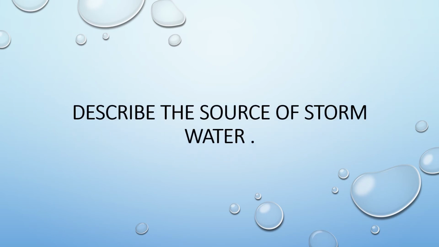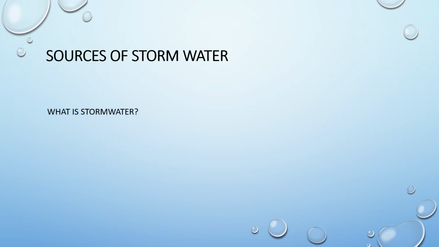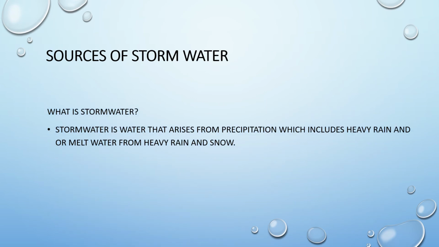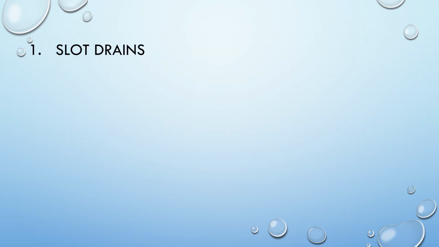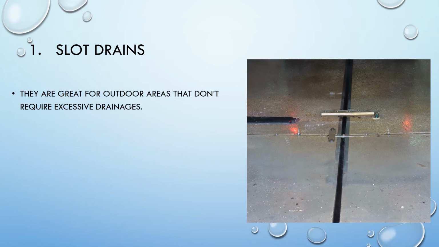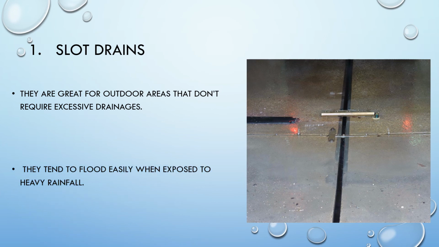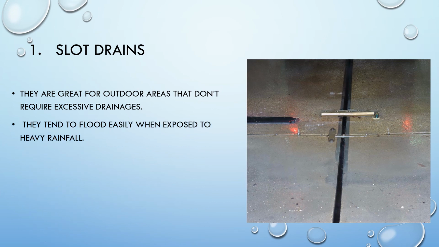The fourth topic to be discussed is the sources of stormwater. What is stormwater? Stormwater is the water that arises from precipitation, which includes heavy rain and melted water from heavy rain or snow. We have three sources of stormwater. The first one is slot drains. They are great for outdoor areas that do not require excessive drainage. They tend to flood easily when exposed to heavy rainfall.